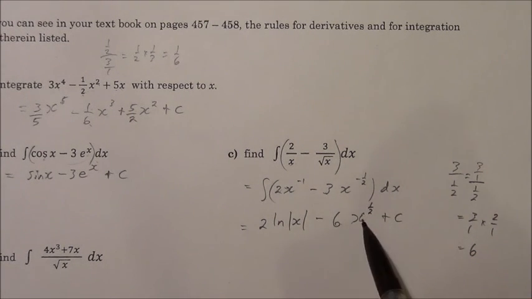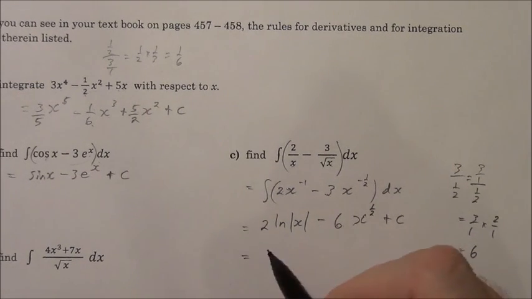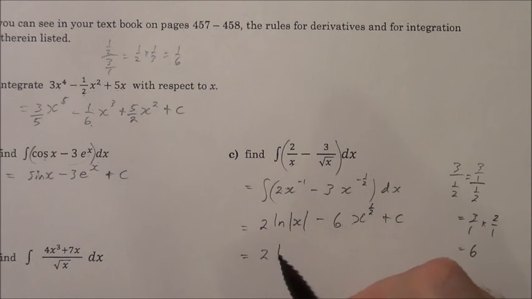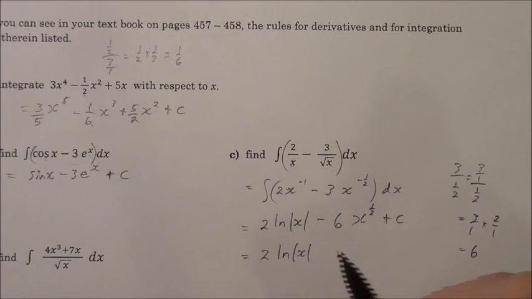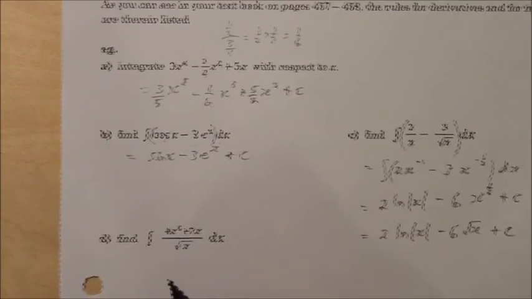I'm going to change this back into radical form because that's the form that we were given in the original question. So this will be 2 natural logarithm of the absolute value of x minus 6 root x plus c. And then we move on to part D.